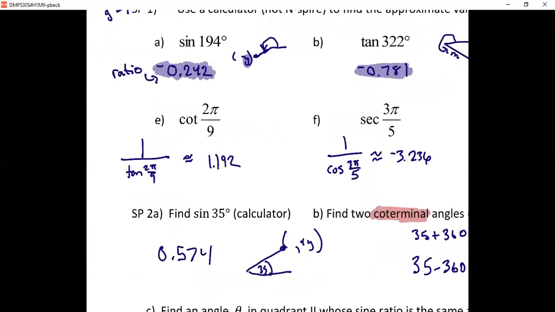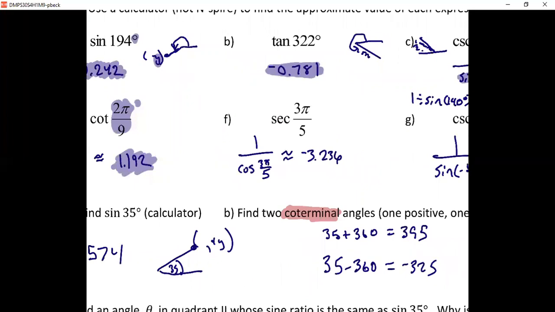Cotangent of 2 pi over 9. The fact that there's a pi should clue us in that we're in radians. More importantly, where A through D all had degree marks, this does not have a degree mark, so that's your clue that it's radians. So 1 divided by tangent of 2 pi over 9. Make sure you know where your pi button is. 1.192.